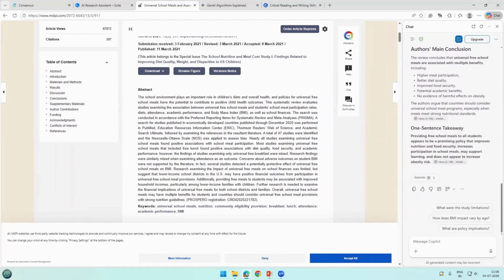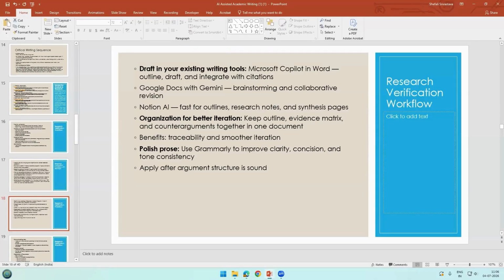Alternatively, I can use Chat PDF also. I can install its extension to understand how to interact with several papers, right? So Microsoft Copilot in Word can be used for existing writing tools. Then Google Docs with Gemini. So brainstorming and collaborative revision.